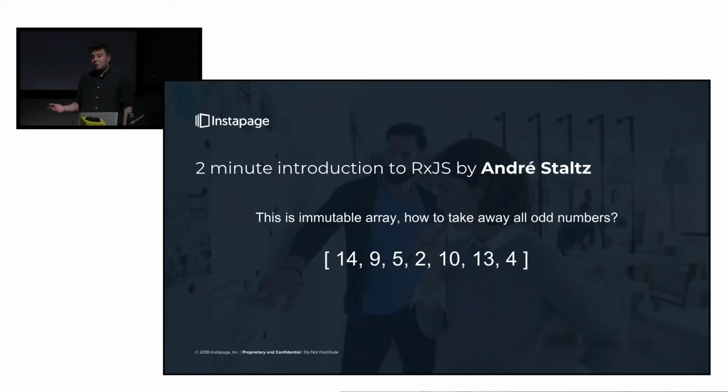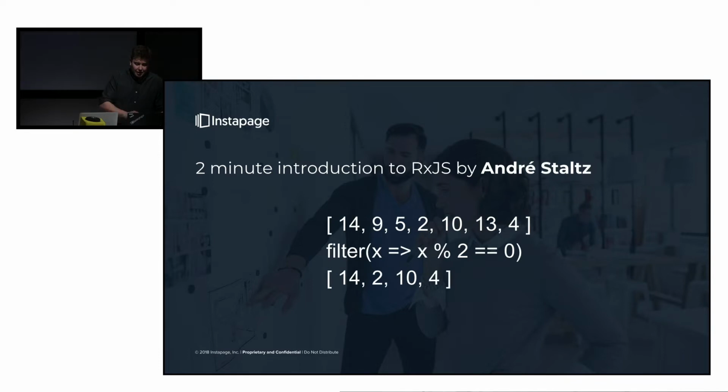And at the beginning, for you guys who do not know RxJS, I will give you a 2-minute introduction to RxJS by Andre Staltz. It's really simple. I think everybody of you knows how an array works. So we have this immutable array, and we want to filter out all the odd numbers. So we'll do something like filter, and we have the new array.